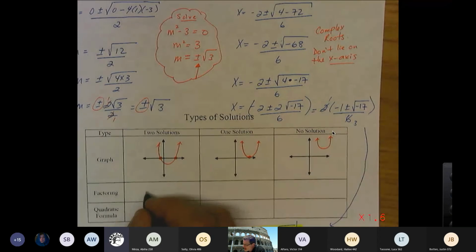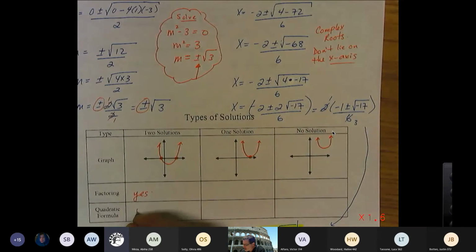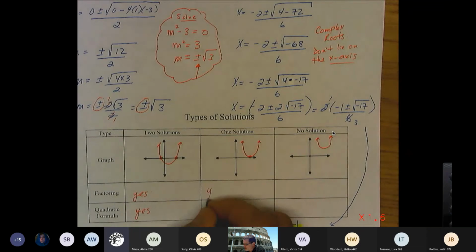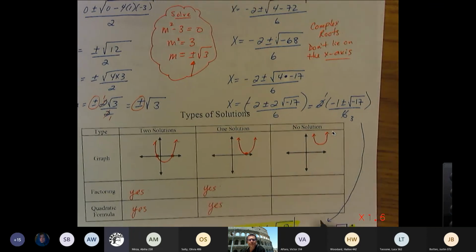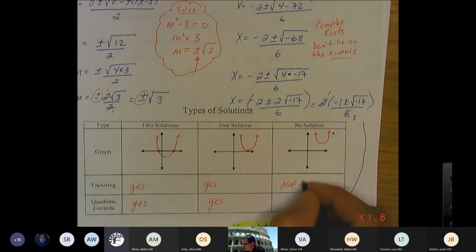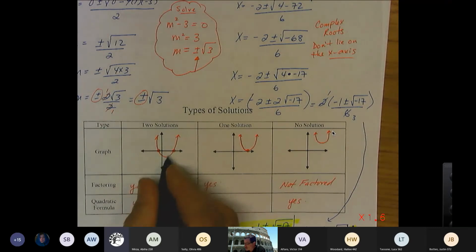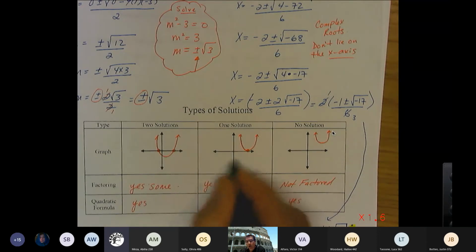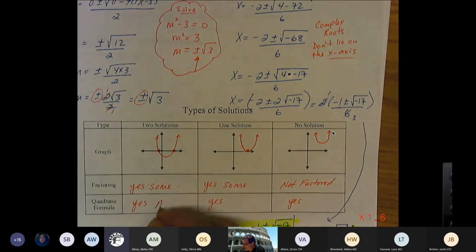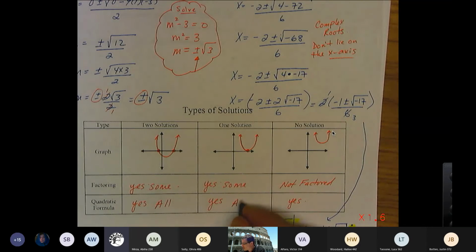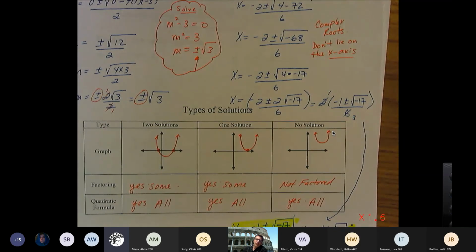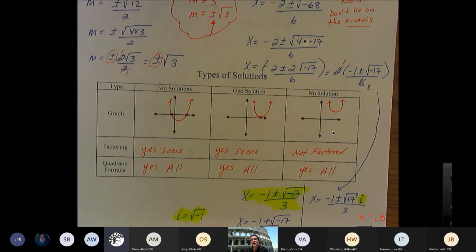So this one can be factored, and this one can be solved using the quadratic formula. This one can be factored, and this one can be solved using the quadratic formula. This one cannot be factored. This one can be found using the quadratic formula. Not all of these can be factored. All of these can be solved using the quadratic formula. So that's why we need 2 ways to do this. We need factoring because it's faster, but we need the quadratic formula because lots and lots of them don't factor, and you can't solve them using factoring methods.